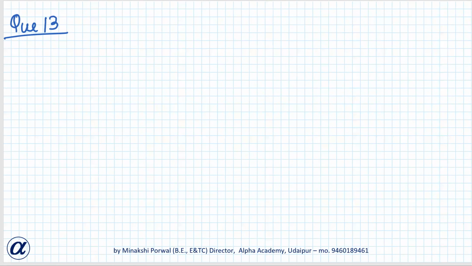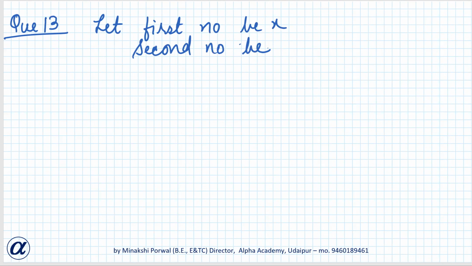Find two numbers whose sum is 24 and whose product is as large as possible. So let the first number be x, and as the sum is 24, the second number will be 24 minus x.